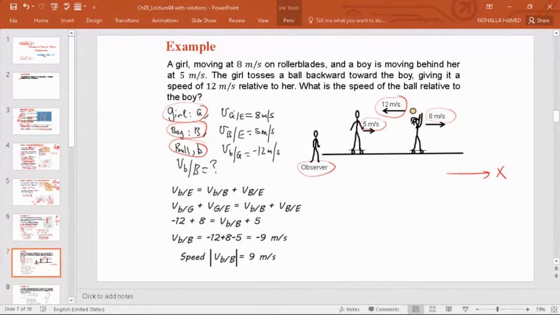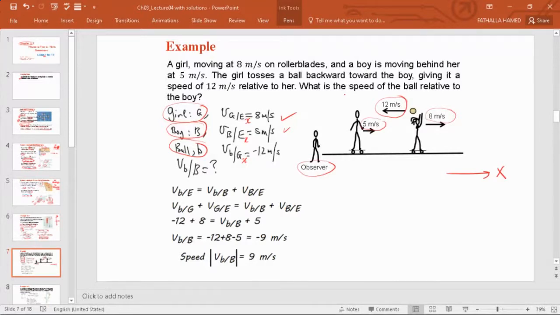Now, we're going to look at the speed of the girl relative to the earth, which is 8 meters per second. We can put a subscript x here, since we take it as a velocity along the x-axis. That means it's along the x-axis, which is 8 meters per second. The velocity of the boy relative to the earth as well, because that's the station, is also 5 meters per second. Both of them are positive because they're moving along the positive x-axis. The velocity of the ball relative to the girl is minus 12 meters per second because it's moving in the opposite direction.